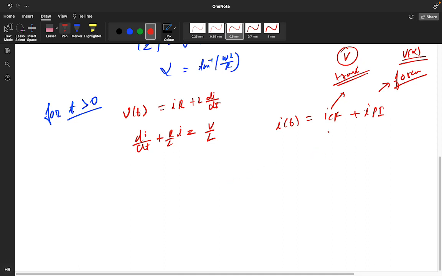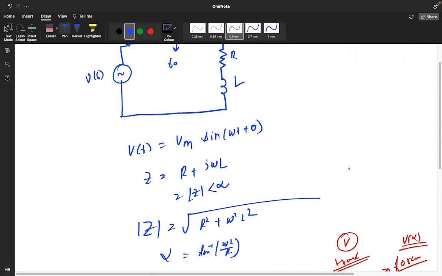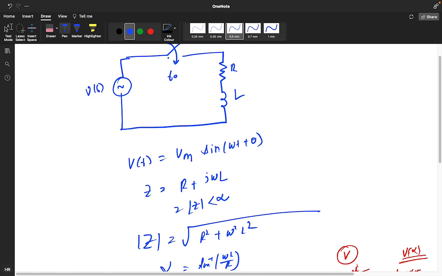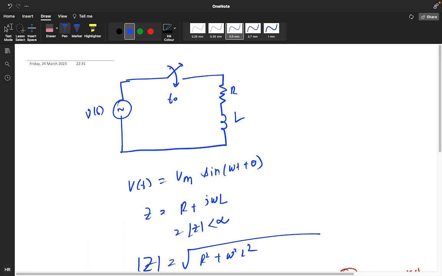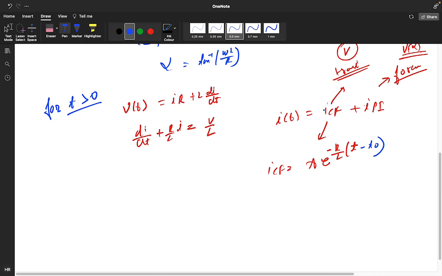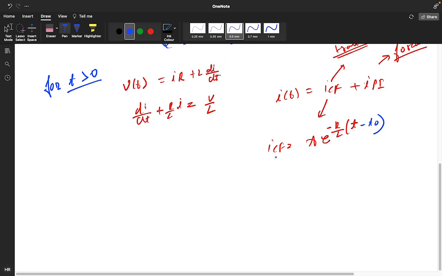So in this case you need to write your complementary function, I complementary function, that is A e power minus R by L t. It will not be t, it will be t minus t naught. Okay, just a small thing. When they mention some time like 2 seconds, after 2 seconds, after 3 seconds the switch is getting closed, when it is 0 then it's fine, it will be normal. When there is a delay of 2 seconds, 3 seconds, then you have to use t minus t naught.